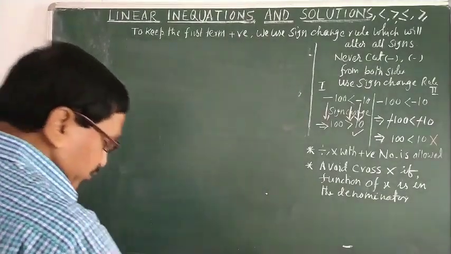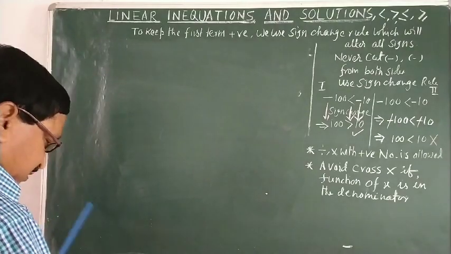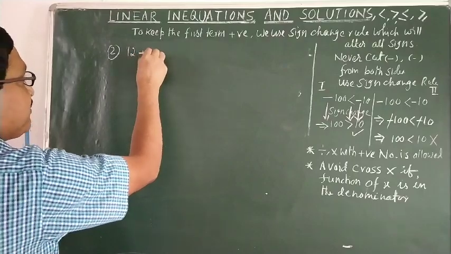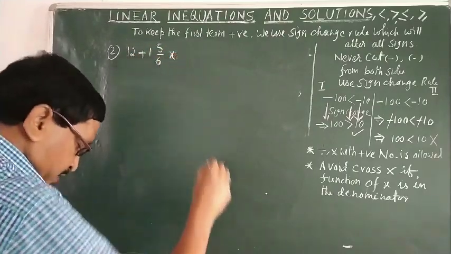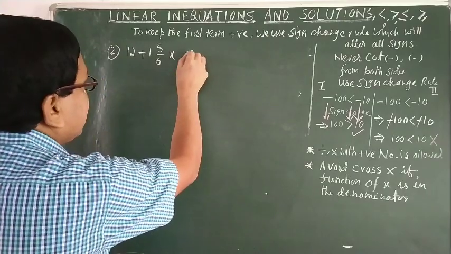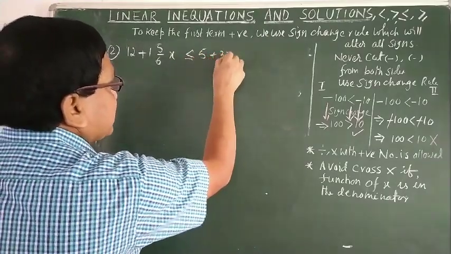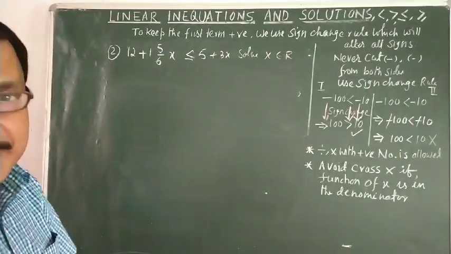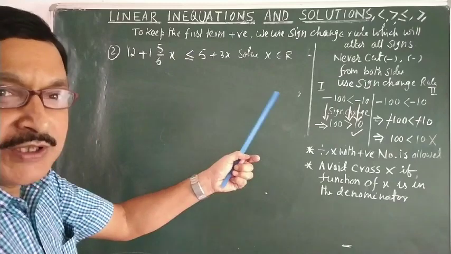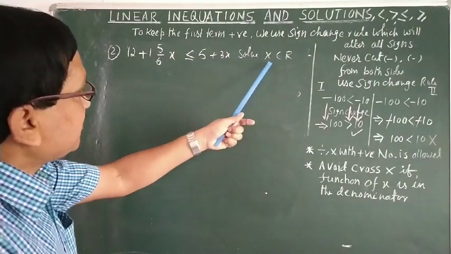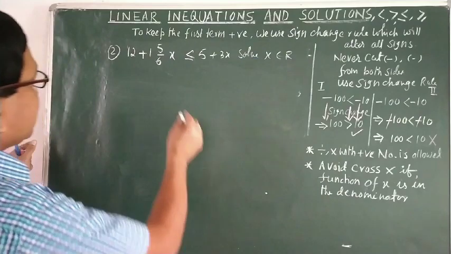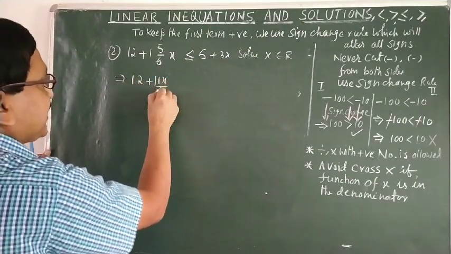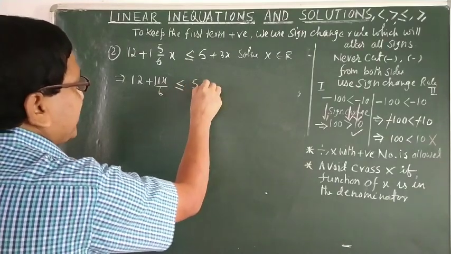Now move towards another question, number second. 12 plus 1 and 5 by 6x, that is 1 and 5 by 6x, is smaller than or equal to 5 plus 3x. Solve. When x belongs to real numbers, all the answers will be correct. All real numbers have to be taken. So first of all, write it in this format: 12 plus 11x by 6 is smaller than or equal to 5 plus 3x.